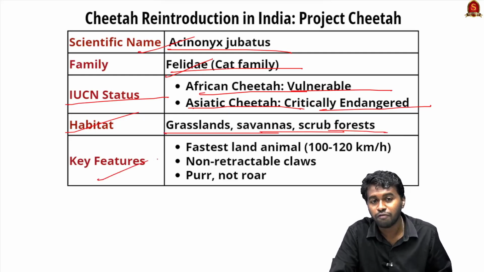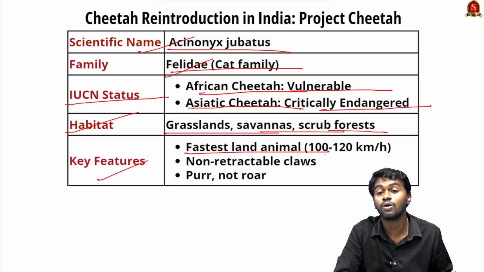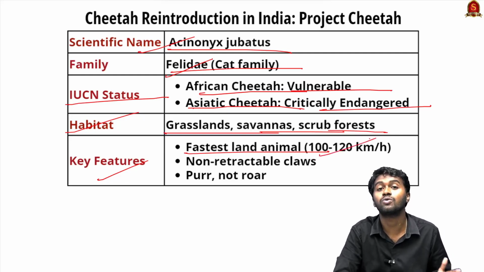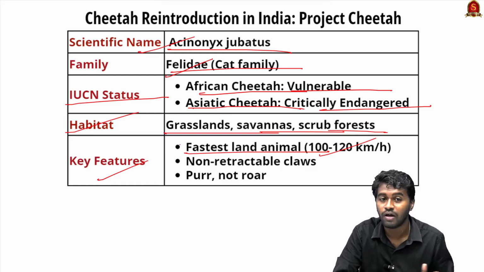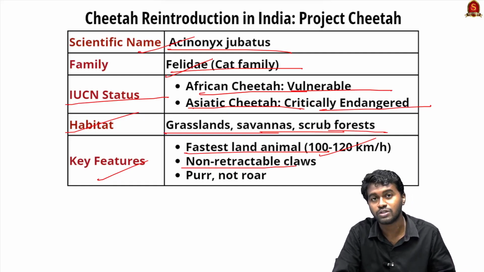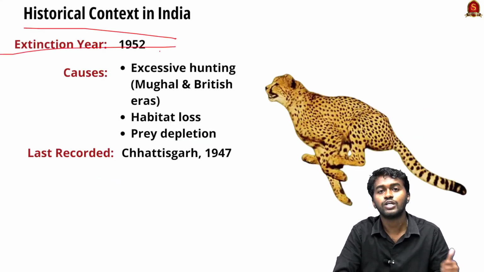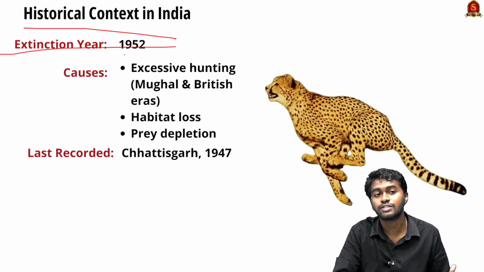And coming to the key features of the cheetah, we know that it is the fastest land animal, which can run up to 100 to 120 kilometers per hour. And they have non-retractable claws, which provide them grip while running. And unlike the tiger or lion, cheetahs won't roar. Instead, they will purr.